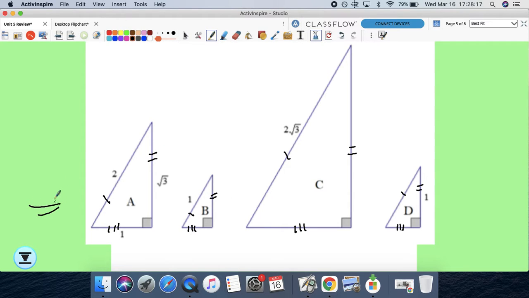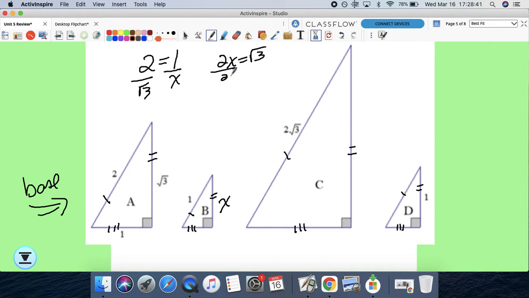I'm going to use this as my base, the one where I have all three sides. Let's call this x, and let's do that one by one. So, set up a proportion: this side 2 corresponds to this side, which is 1. And then square root of 3, this side over here, corresponds with x. I can cross multiply, I get 2x equals square root of 3. Divide by 2, divide by 2.